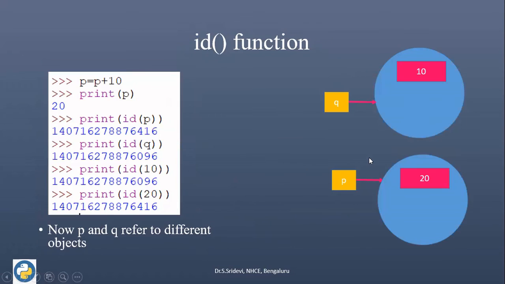In this slide, previously p was referring to the object 10, but now that reference is deleted and it is currently referring to the object 20. This is happening due to the execution of the statement p is equal to p plus 10. So during the lifetime of the object, we can create new references to the same object. At the same time, we can delete already existing references.